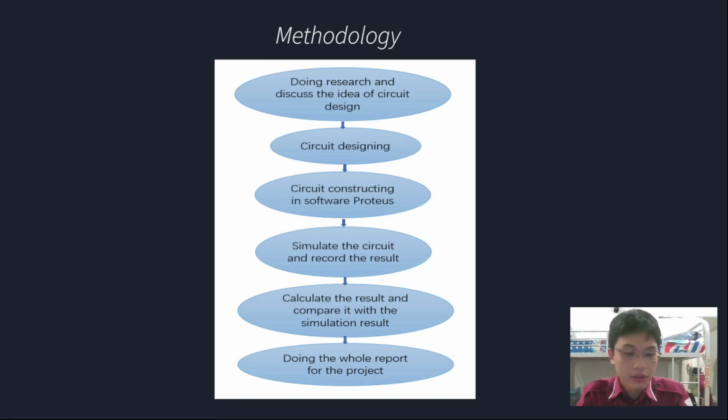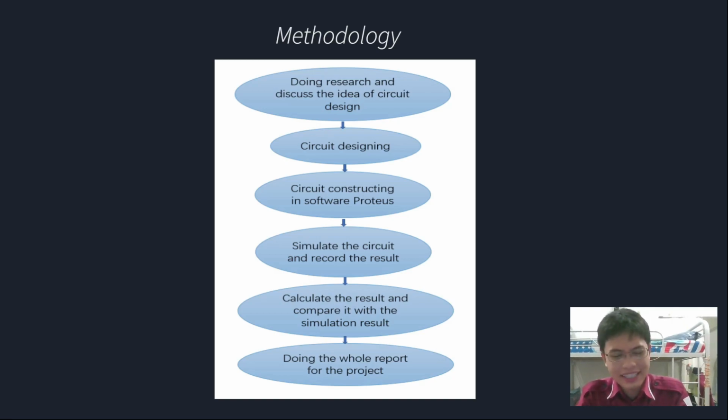Now it's my turn to present the methodology of our project. In this project, we are asked to propose an electronic circuit project consisting of at least 4 different types of operational amplifier. Before we start our project, we have to do some research on those different types of operational amplifier about their functions and the character they play in the circuit.